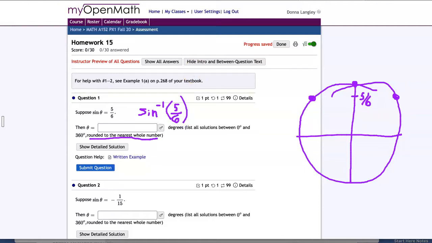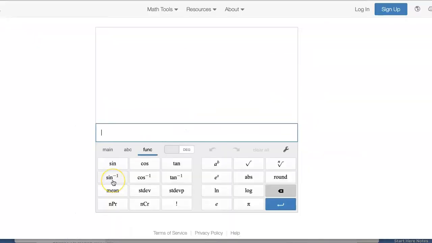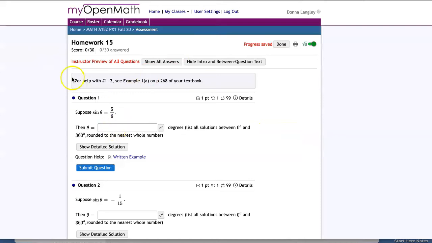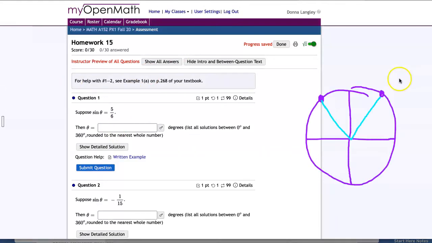So let's go ahead and do that. So here's a free online scientific calculator that I found. Sine inverse of 5 over 6 is going to be 56 degrees if we round to the nearest whole number. So 56 degrees will be one of our solutions. So we'll go ahead and label this point right here 56 degrees. This will be one of our 2 answers.